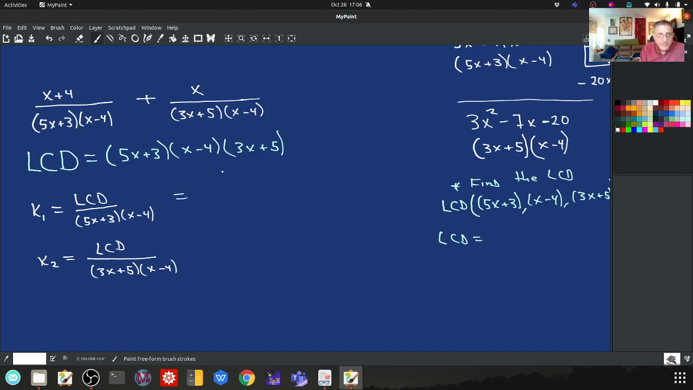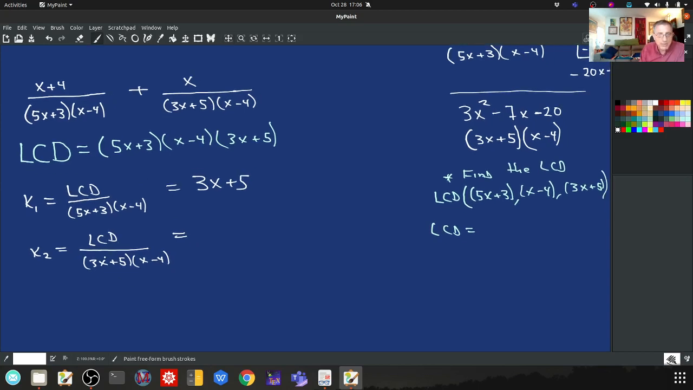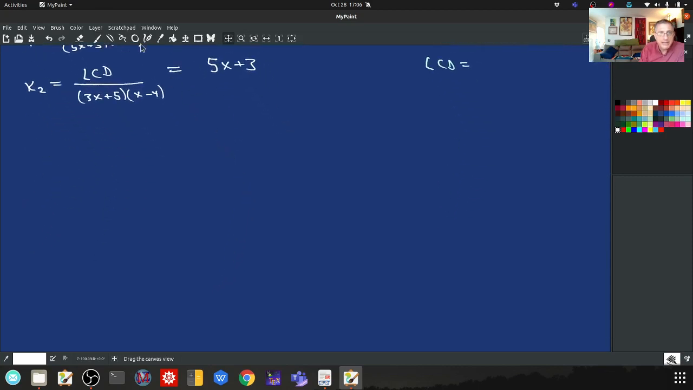Well, the LCD is (5x + 3)(x − 4)(3x + 5). So the 5x + 3 will cancel, the x − 4 will cancel, and it leaves me 3x + 5. Down here, the LCD is (5x + 3)(x − 4)(3x + 5). So the 3x + 5 will cancel, and the x − 4 will cancel, leaving me the 5x + 3. So now I'm ready to add.